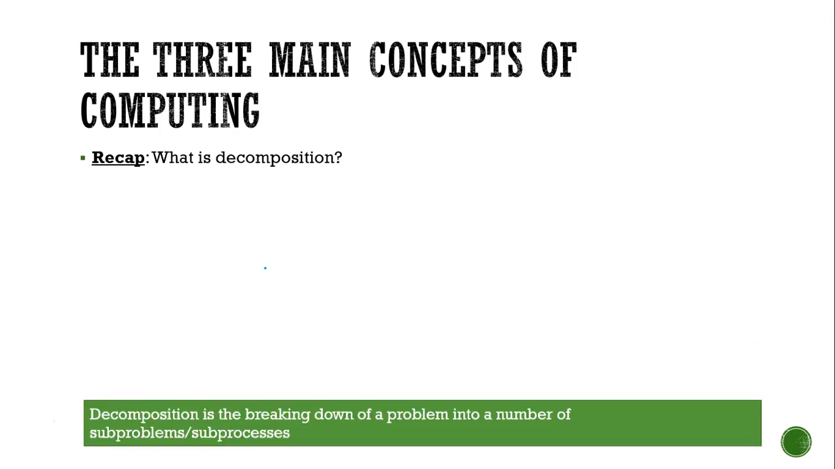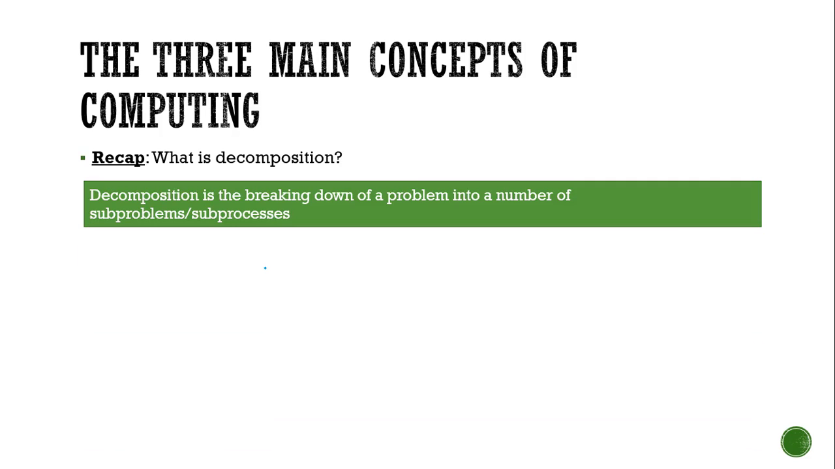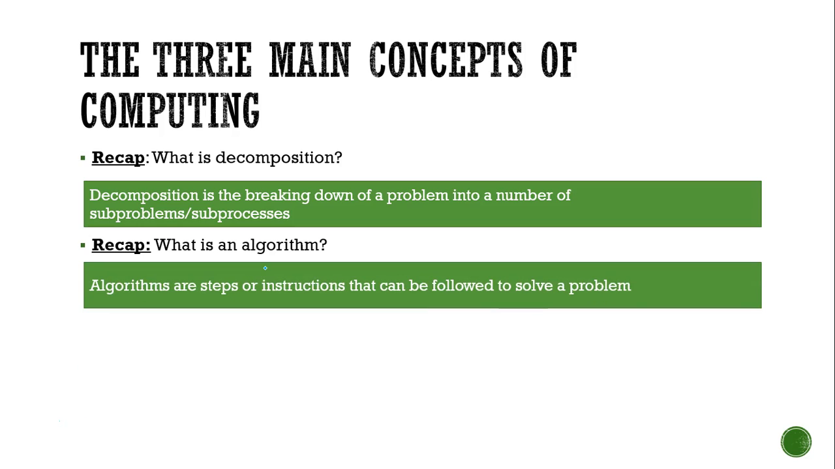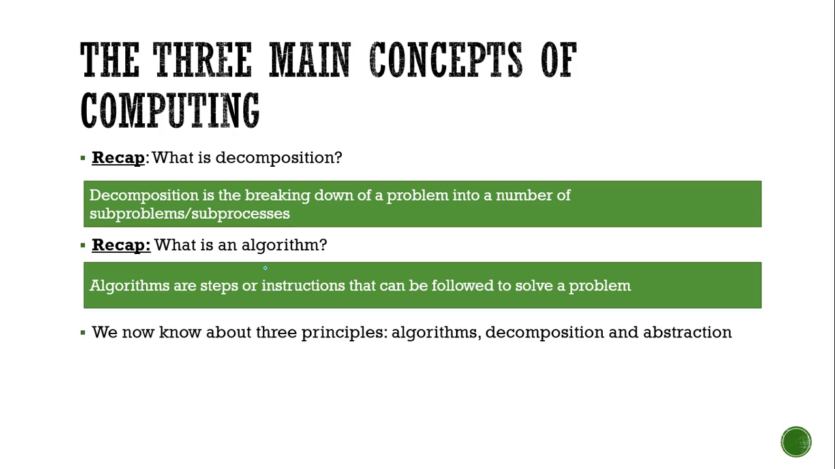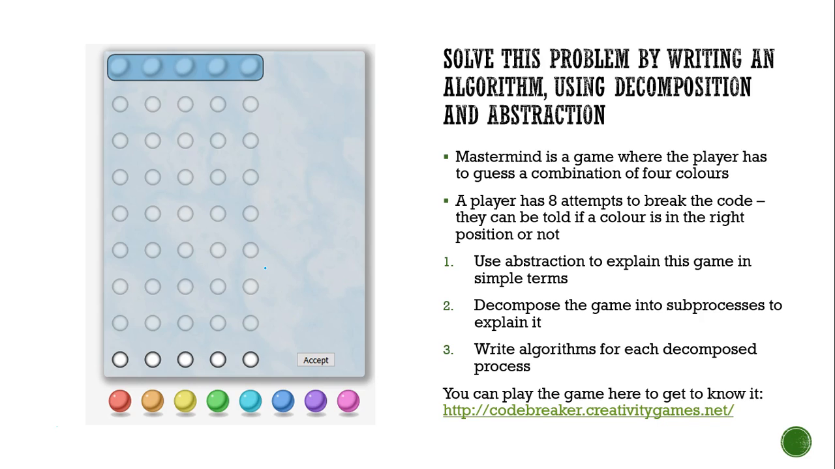So by now we've learned about the three main concepts of computing. We've learned about decomposition, the breaking down of a problem into a number of subproblems or subprocesses, which may further be subdivided. And we've learned about algorithms, a sequence of steps or instructions that can be followed to solve a problem. So we've got three principles covered: algorithms, decomposition, and abstraction.